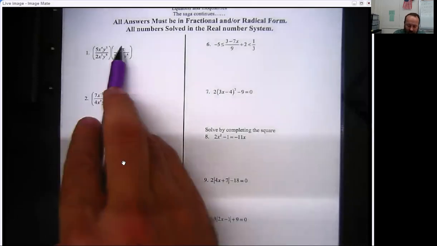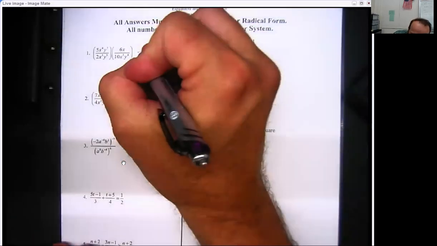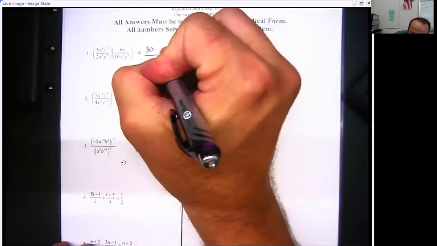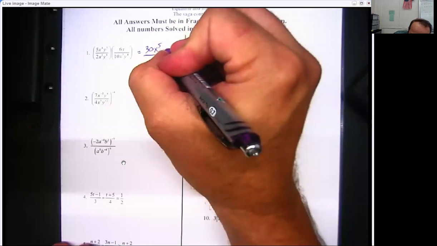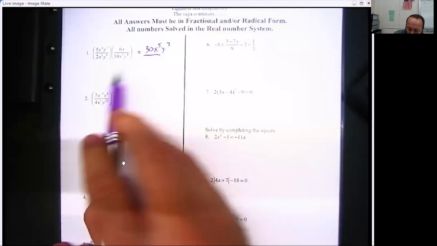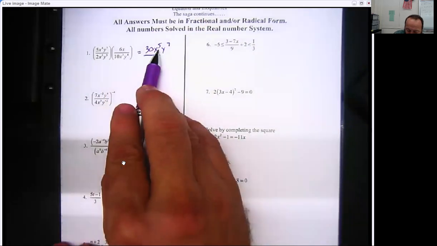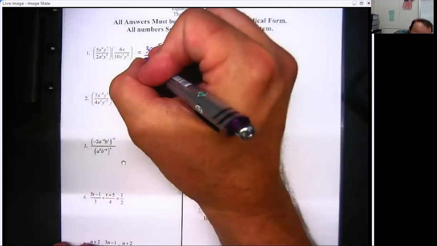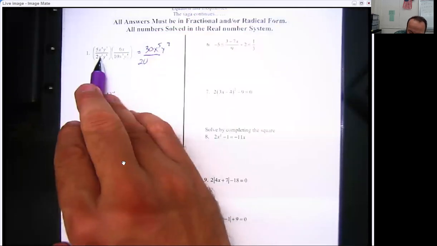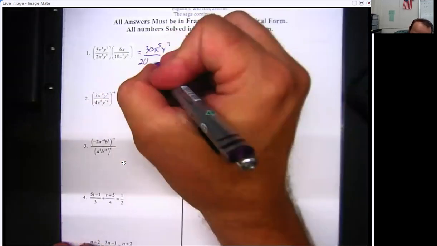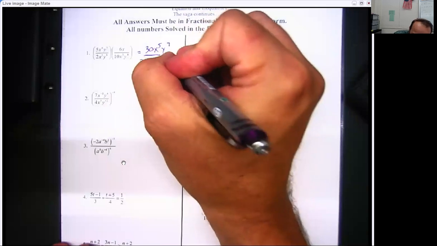You could cross cancel a few pieces, but I have historically found it to be far easier just to go ahead and simplify the numerator and denominator independently. And I notice that 5 times 6 is 30. There's 4 x's here and 1 there for 5, and y to the 7th. And in a similar way, we've got 20 in the bottom, and there's 3 x's here and 3 there for x to the 6th, and y to the 13th.